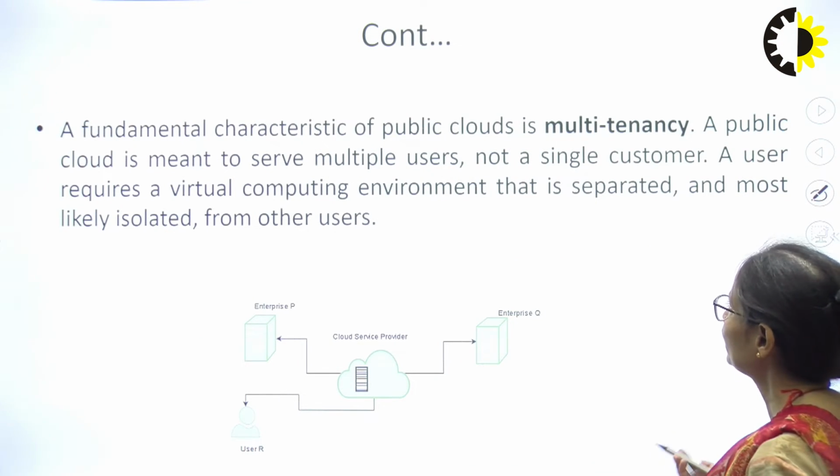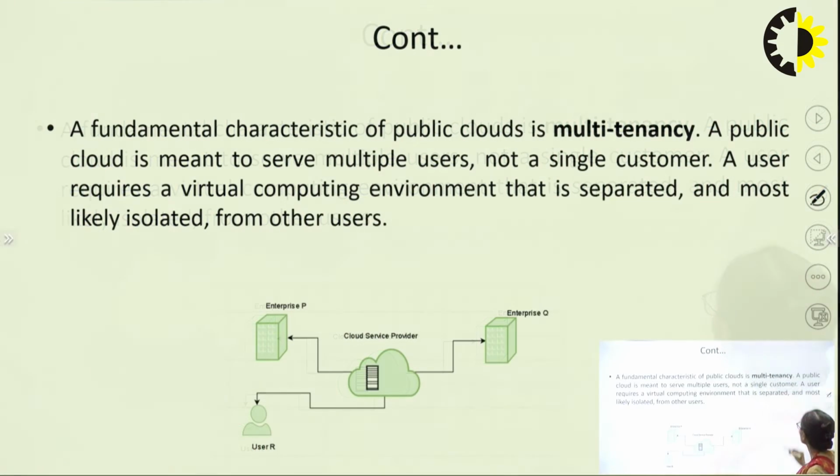A fundamental characteristic of the public cloud is multi-tenancy. Since multiple users are there, it supports the concept of multi-tenancy. A public cloud is meant to serve multiple users, not a single customer. A user requires a virtual computing environment that is separated and most likely isolated from the other users. This is available over the cloud.